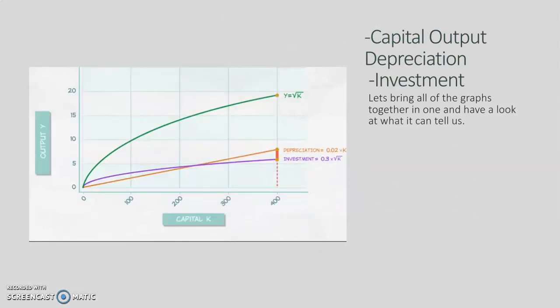So this is about the capital, output, depreciation and investment. Let's bring all the graphs together in one and have a look at what it can tell us. So, the blue line is investment equals 0.3 multiplied by capital. And depreciation is equal to 0.02, which is 2%, multiplied by capital. And then the output line is output equals a function of capital. So those are all the lines put together in one graph.